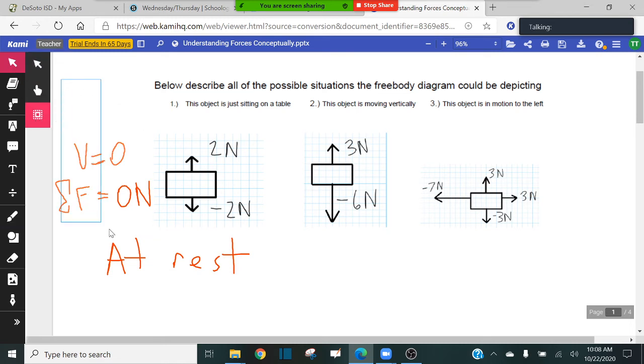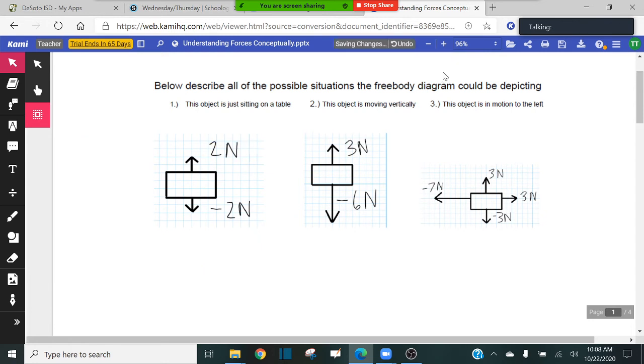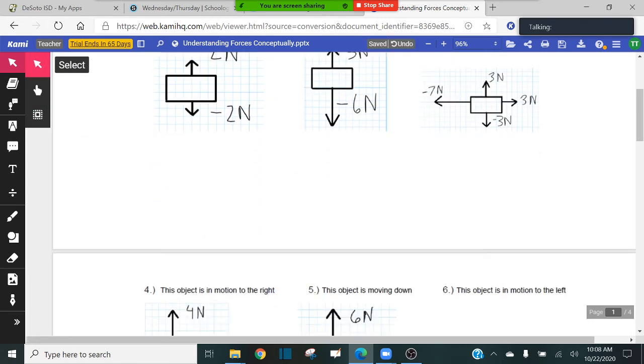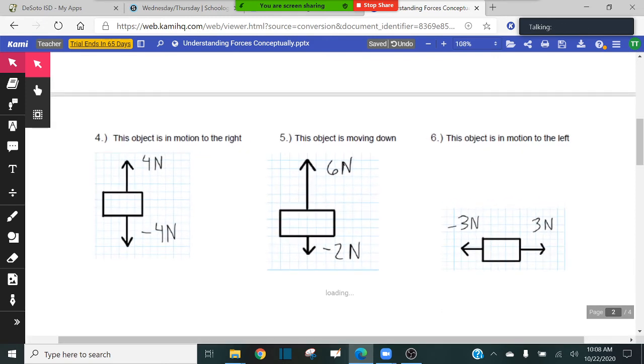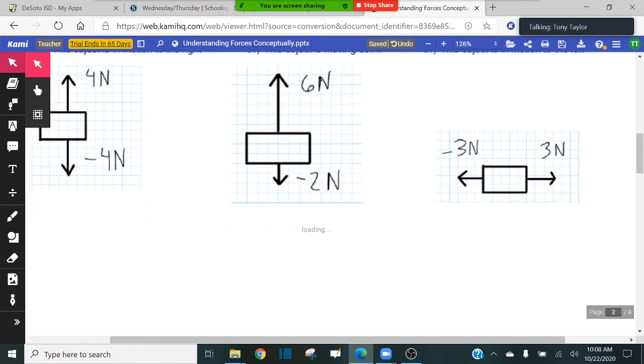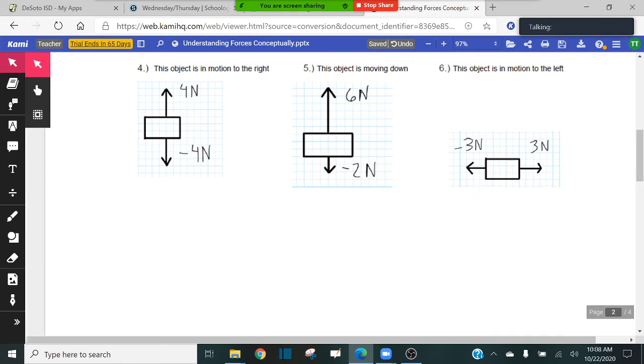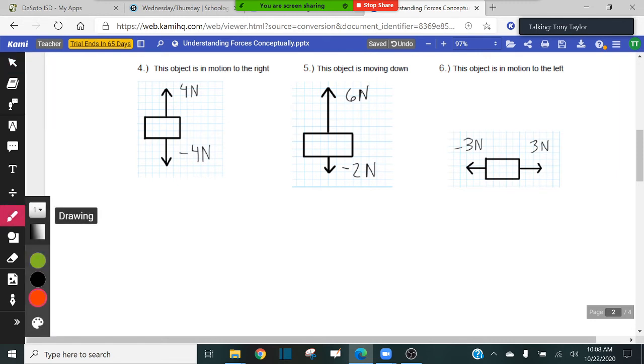Okay, let me erase this and move on to something else. I'm skipping around. I tell you what, let's look at number five. Number five is a good one. So number five says this object is moving down. So it's moving like this. That immediately tells us we are moving in the negative direction. So the first thing you want to do is write down that the object has a negative velocity because it's moving downward.